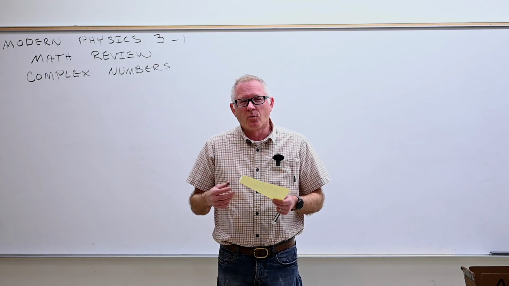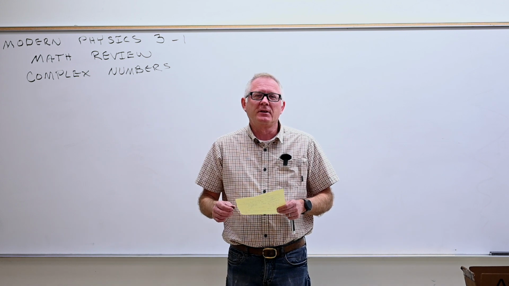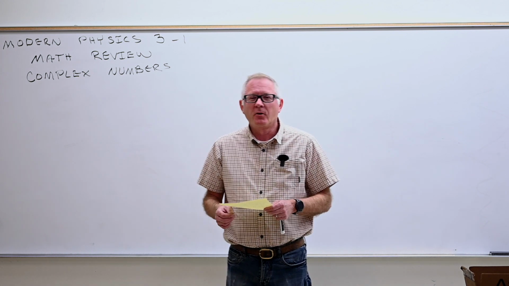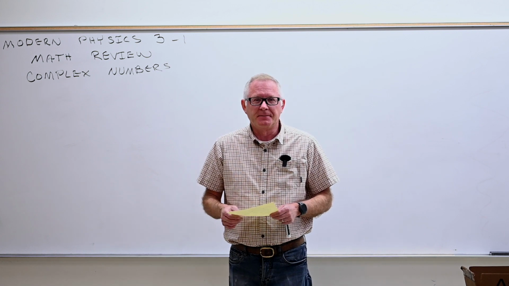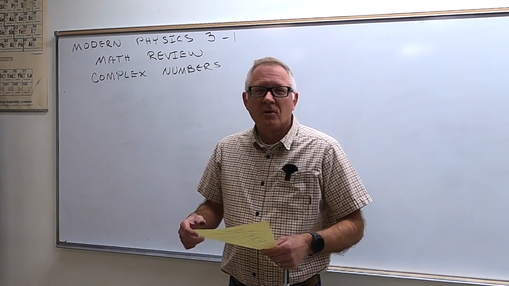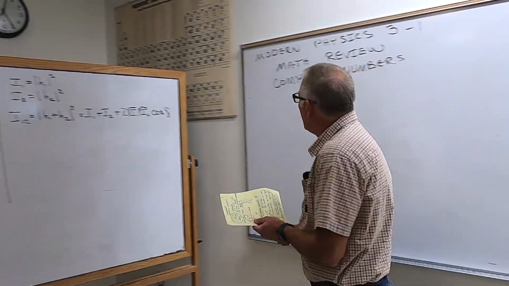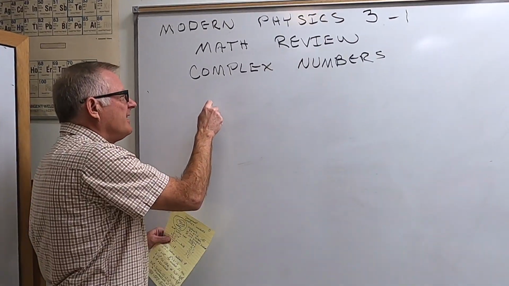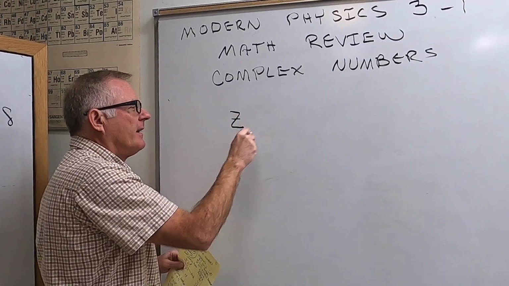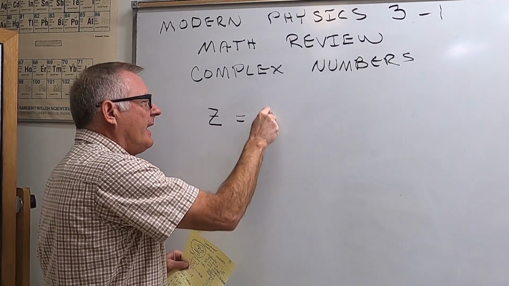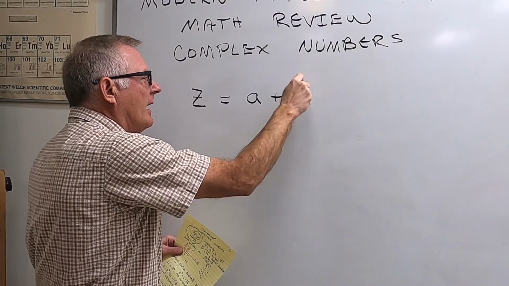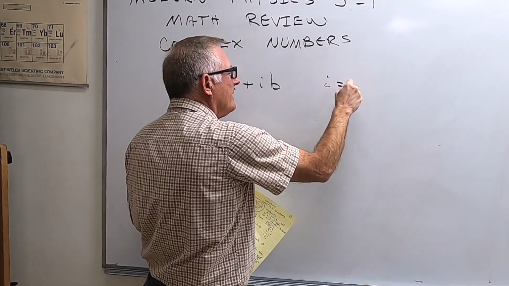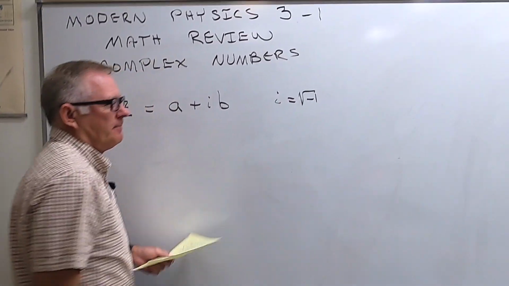So before we get into quantum mechanics, I just wanted to do a little bit of math review. And in this video, we'll just go through complex numbers. Complex numbers usually have the form, we usually call it z for the complex number, a plus ib, where i is the square root of -1.